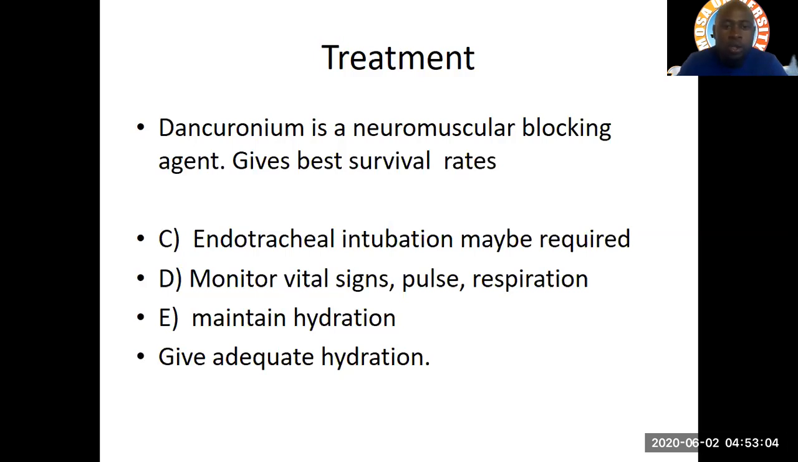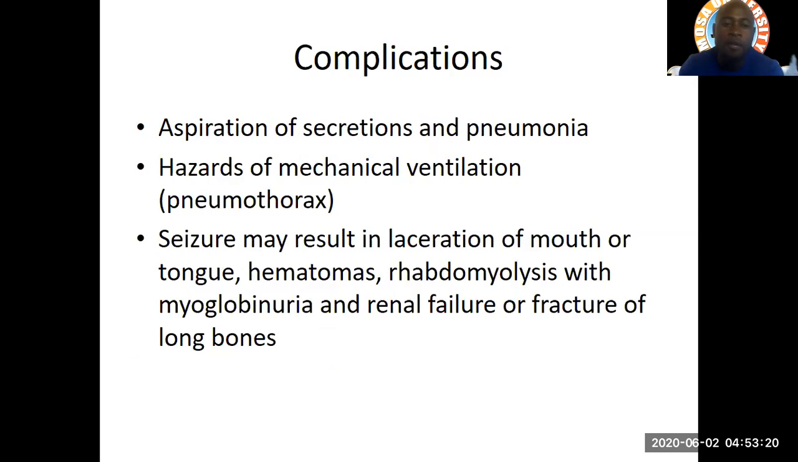Okay, so we can also do an endotracheal intubation. We may also do close monitoring of vital signs, more especially the respiratory rate and the pulse rate. We ensure that this baby remains nicely hydrated. We give enough hydration with fluids.